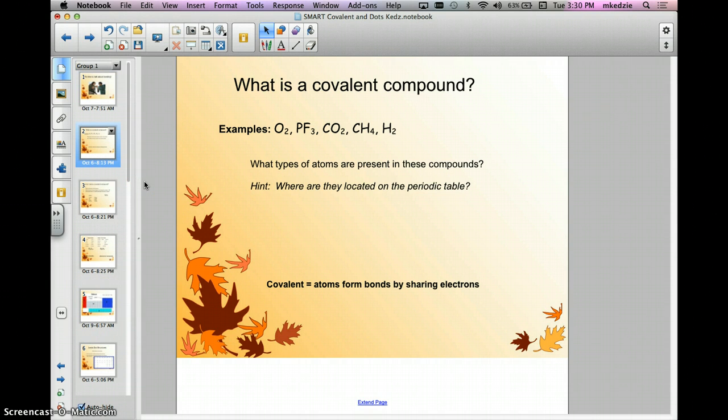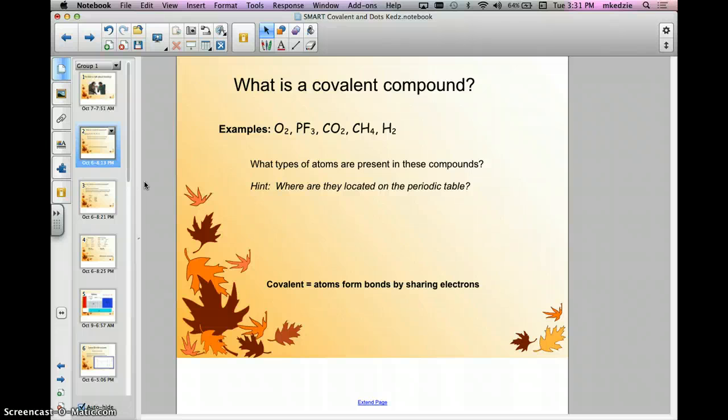So what is a covalent compound? If we look at these covalent molecules that we have as examples, we have oxygen there, we have phosphorus bonded to fluorine, we have carbon bonded to oxygen, carbon bonded to hydrogen, and then hydrogen gas at the end. Take a minute and see if you could think about what these all have in common. Where are they on the periodic table? And you could pause the video to do that. So you can see that they're all to the right of that staircase.